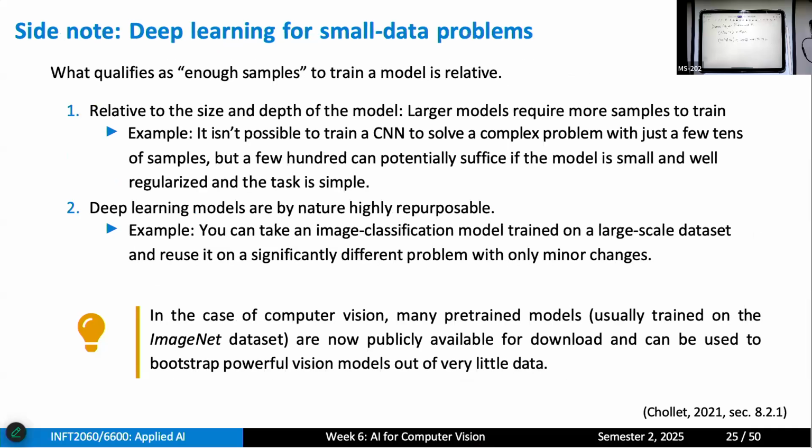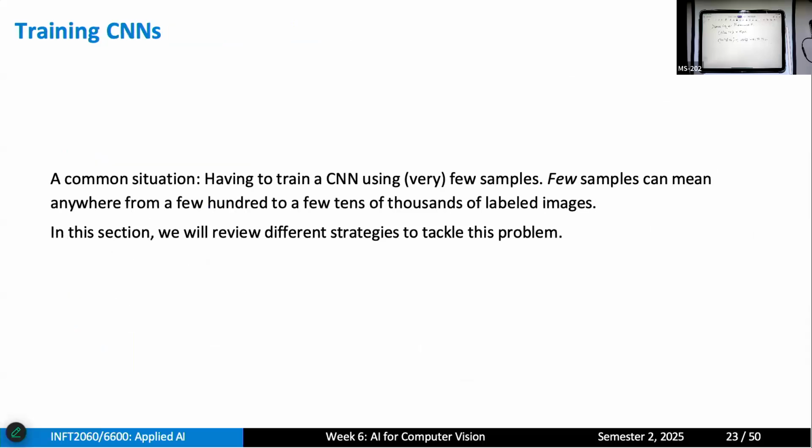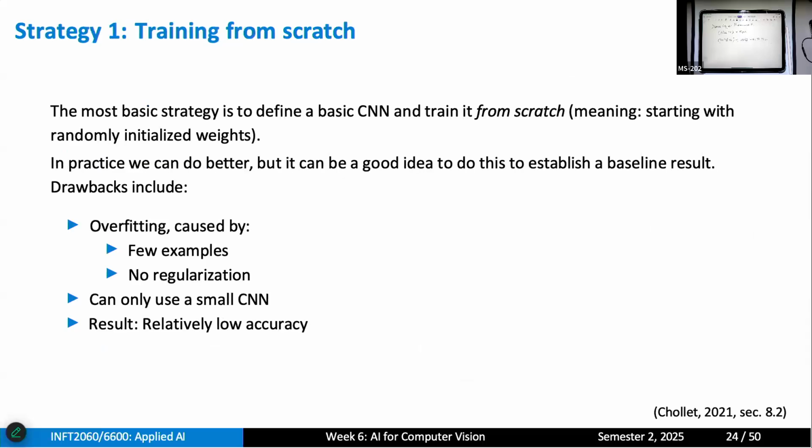So for example, the first strategy, training from scratch, just means you need to start with randomly initialized weights. Okay, just initialize the weights initially. It's not from zero. But these strategies have lots of drawbacks.